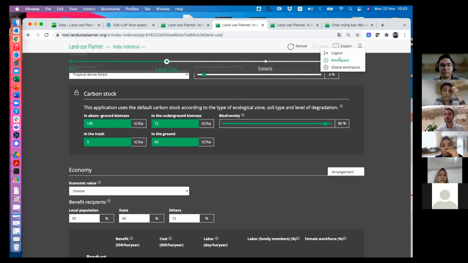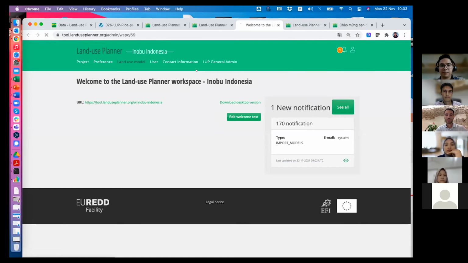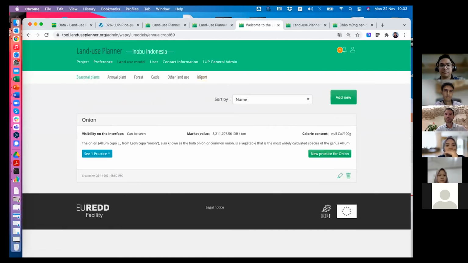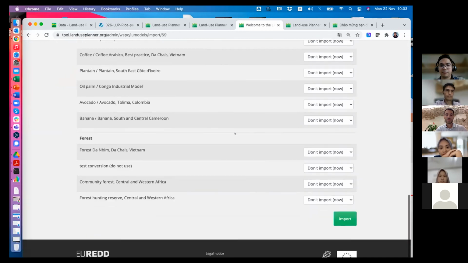If you go to the import data, there is some data from other forests around the world, including from Vietnam, not from Indonesia. But I agree, this is a bit more difficult. So this is where, if you have somebody who knows a bit about the studies from NGOs or from the Ministry of Environment, that will help.